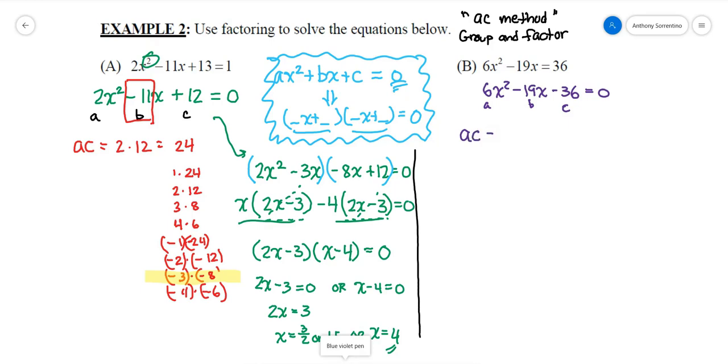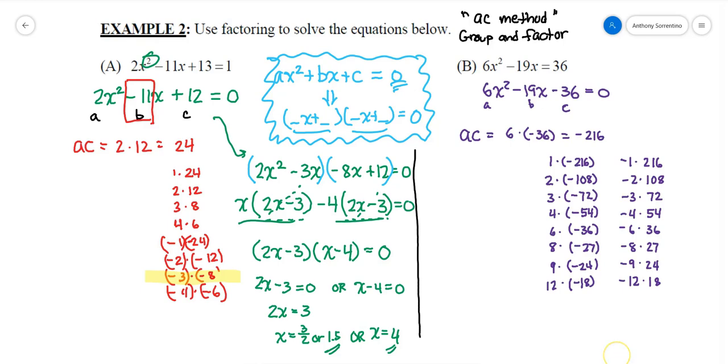I'm going to do AC, which is 6 times a negative 36, which gives me a negative 216. So I want to come up with all the possible factors that would list out to be negative 216. So I'm going to list them down here. It's going to take a while to do, but I came up with the entire list of all integer factors of negative 216. And so as you can see there's 16 different combinations here. I want the one combination that's going to give me a negative 19.